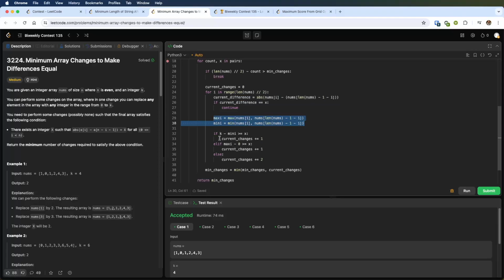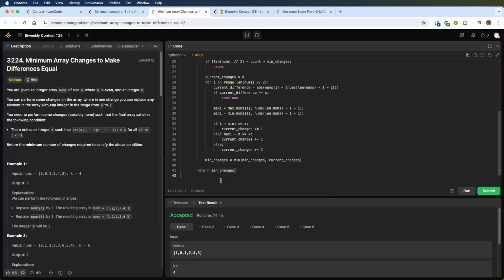So here's the logic where we decide what we need to change. We say if the k value minus the minimum is greater than or equal to x, we know that we can change this by just changing one element. Likewise, if the maximum minus 0 is greater than or equal to x, we know that we can do it with one change. Otherwise, that means we have to change both values. So we've handled the cases where we can change one or the other or change both. Then at the end of this iteration, we update our min changes. And after we go through all of this, just return that value.